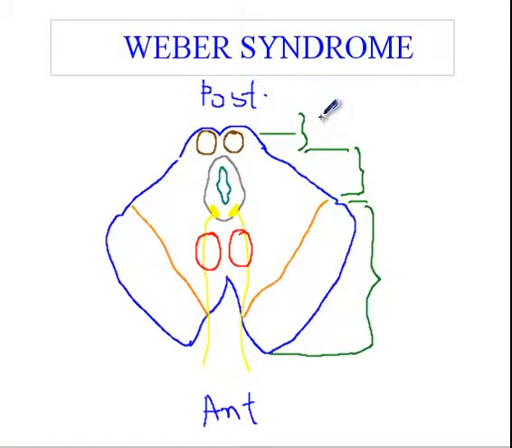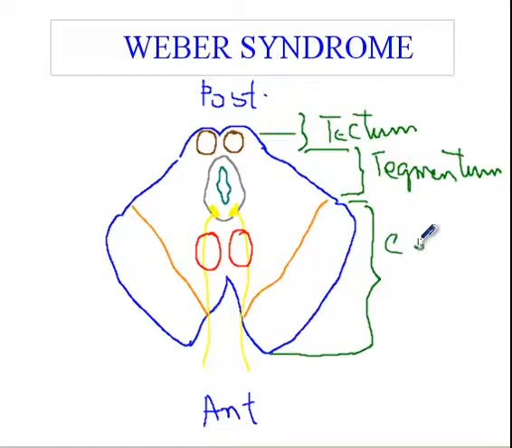So we have the tectum here. This is the tectum. We have the tegmentum, and the cerebral peduncle. The midbrain is supplied by branches of the posterior cerebral artery.